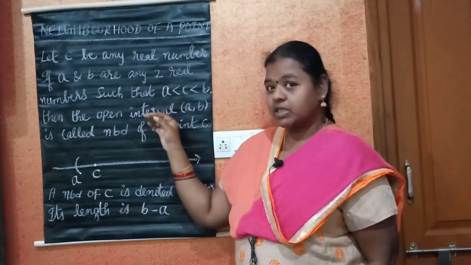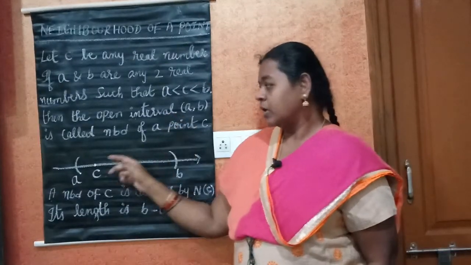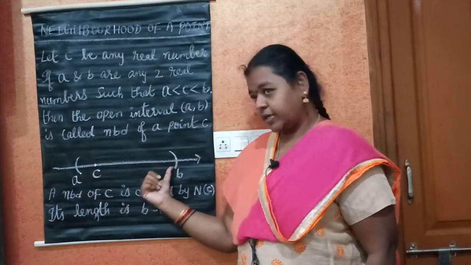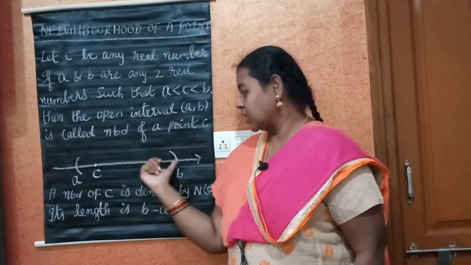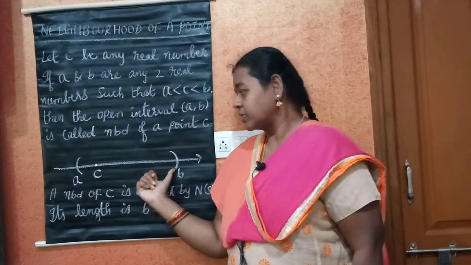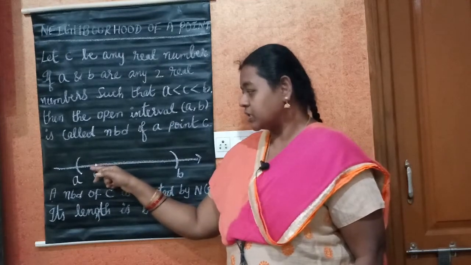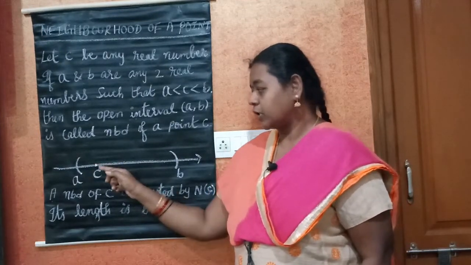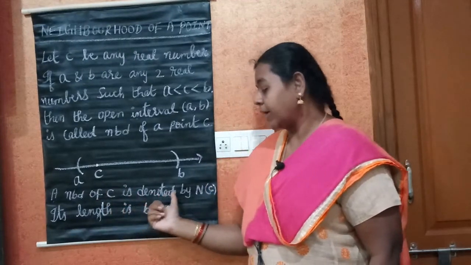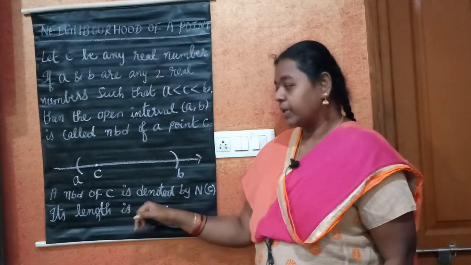We consider C to be a point which is lying in between A and B. Now let me consider this particular figure. This is a straight line, and these are open intervals. The starting point is A, the end point is B. On this straight line, we can consider a point C anywhere. A neighborhood of C is denoted by N(C). Its length is given by B minus A.